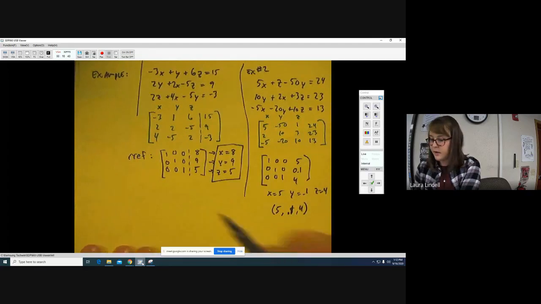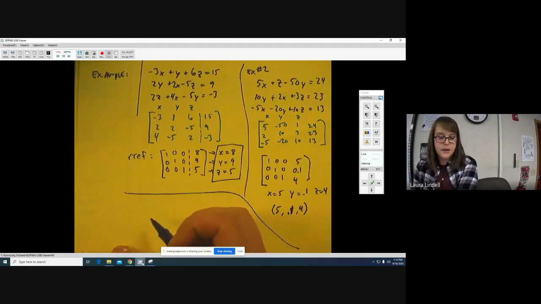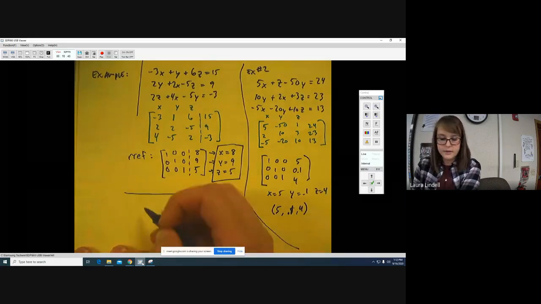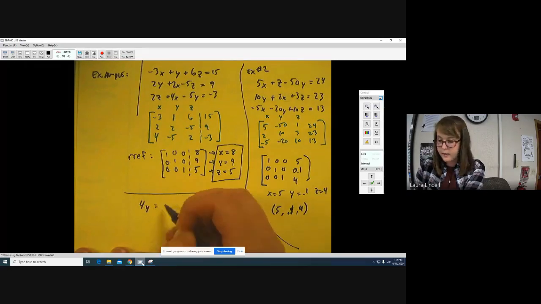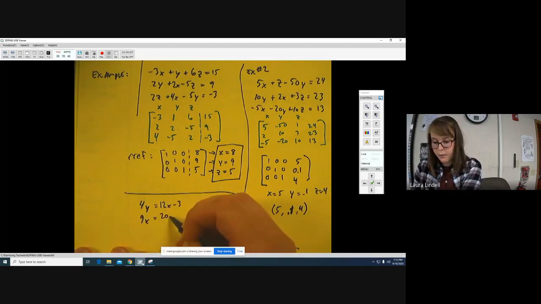Okay, we'll do one last one. It's a 2x2, or 2 equations, 2 variables. But I do want to show you another way that things could show up for you guys. So it could be something that you're given like 4y equals 12x minus 3. And then like 9x equals 20y minus 2.